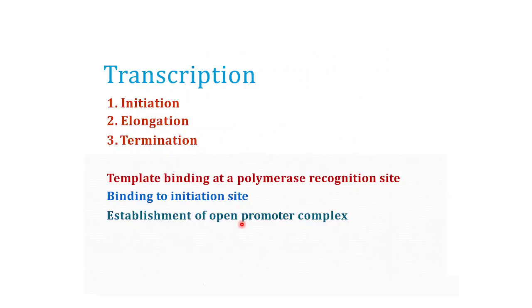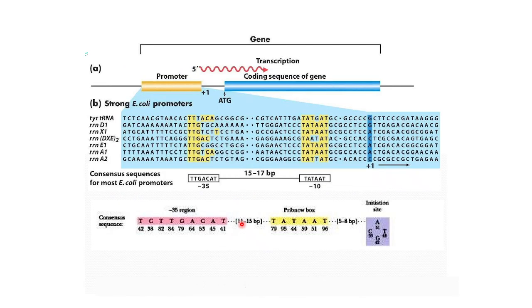Now, as I was telling, transcription can be categorized into three major processes, starting with initiation, elongation, and termination. So there is template binding at a polymerase recognition site, then binding to the initiation site that will lead to elongation, and finally the establishment of the open promoter complex, with final termination to end the transcription process. Over here we have a DNA sequence. You have the promoter site, and then after a stretch or a break, you have the coding sequence of genes. Then strong E. coli promoters over here.